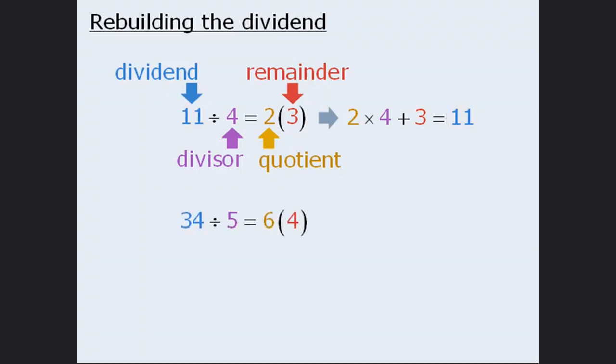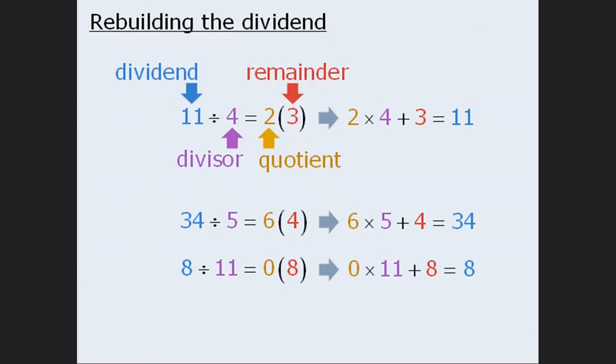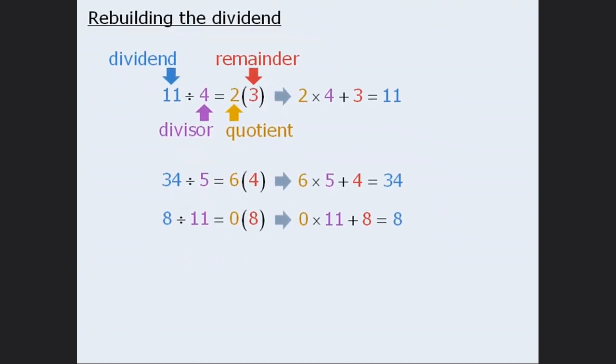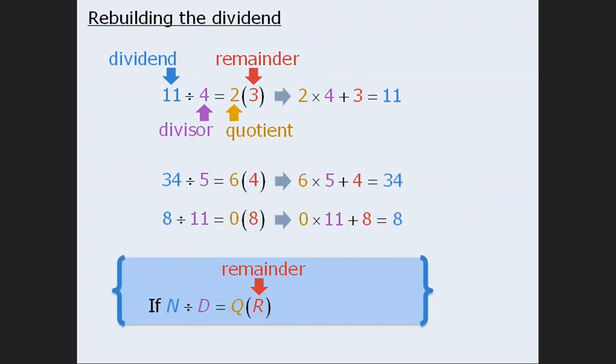We can write 2 times 4 plus 3 equals 11. Similarly, since 34 divided by 5 equals 6 with remainder 4, we can take the three values shown here and use them to create an equation that ends up equaling the dividend 34. We can write 6 times 5 plus 4 is equal to 34. Let's try one more. Since 8 divided by 11 equals 0 with remainder 8, it must also be true that 0 times 11 plus 8 is equal to 8. In general, if n divided by d equals q with remainder r, then it must also be true that q times d plus r is equal to n.